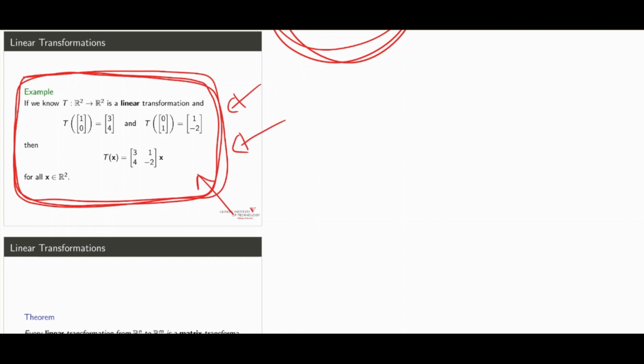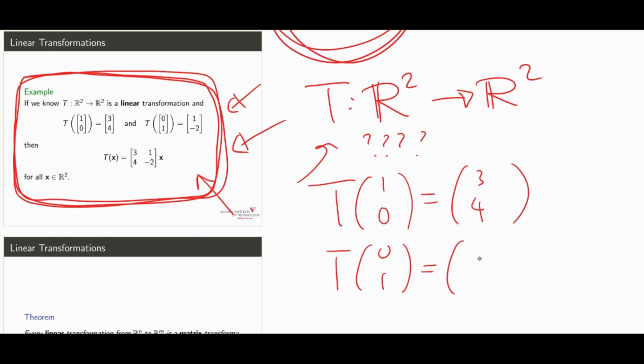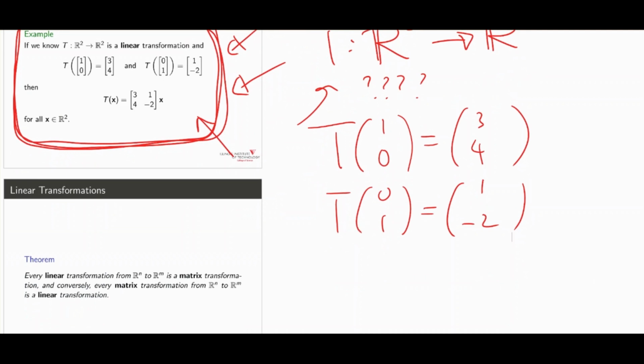Okay, let me tell you why this is significant. This transformation T takes an element in R2 and maps it to another element in R2. Now, what do we know about T? We don't really know a lot about T. We just know that T will take these vectors and map them to these vectors. We also know that T maps this vector to this vector. So we only know two things about this transformation. We know that T is linear, and we know that T will take this input, and this is the output for that input.